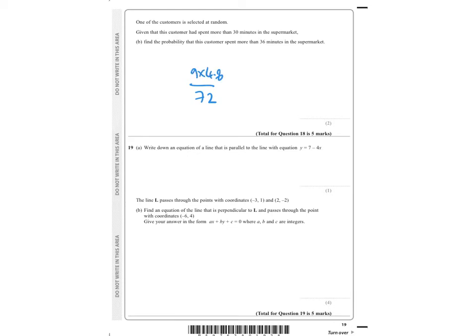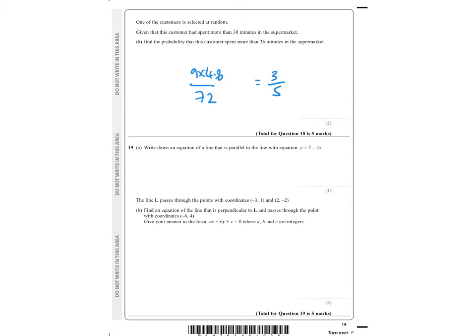So 9 times 4.8 is 43.2. Given that this customer had spent more than 30, divide that by 72, I get 3/5. So 0.6 is the answer. Okay.